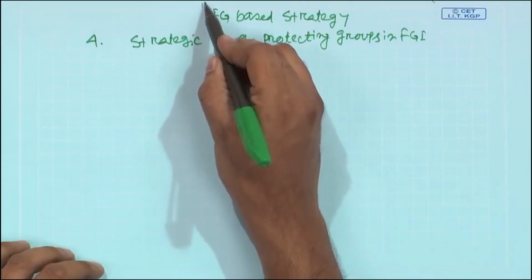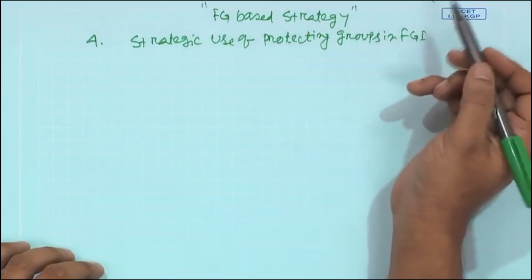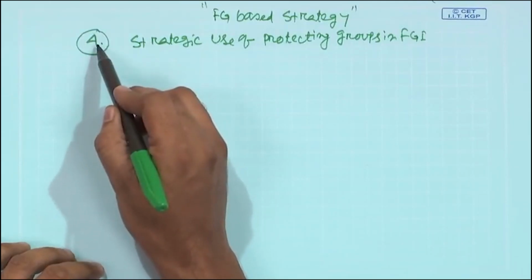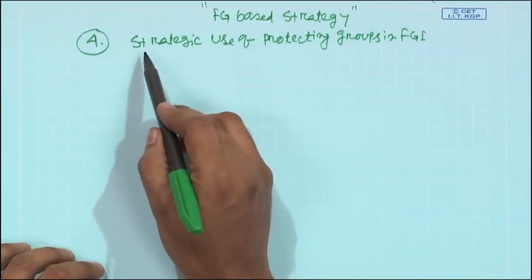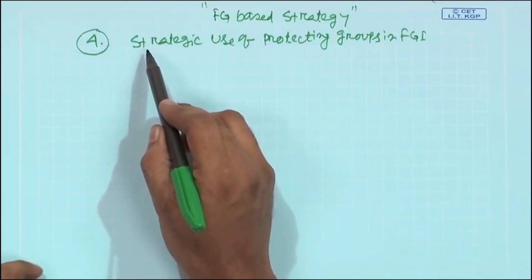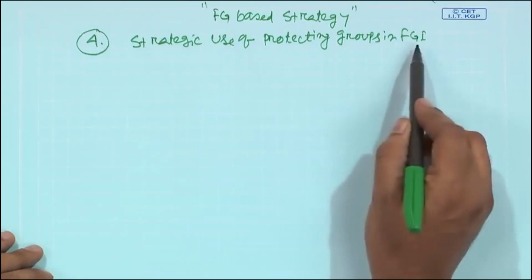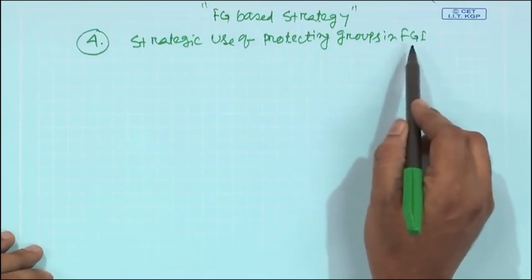Okay. So, welcome back students. We are discussing several strategies or guidelines based on functional group based interconversion, and today we will continue our discussion on functional group based strategies. Here we will focus on guideline 4. If you go back to our earlier lecture, it focuses on the strategic use of protecting groups in functional group interconversion.